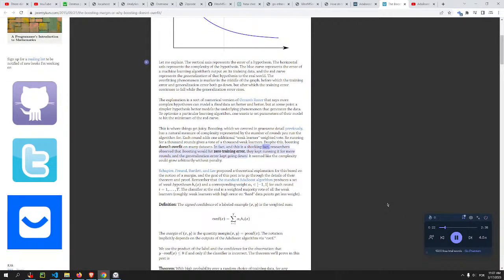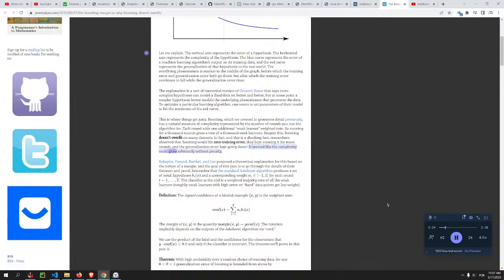In fact, and this is a shocking fact, researchers observed that boosting would hit 0 training error. They kept running it for more rounds, and the generalization error kept going down. It seemed like the complexity could grow arbitrarily without penalty.